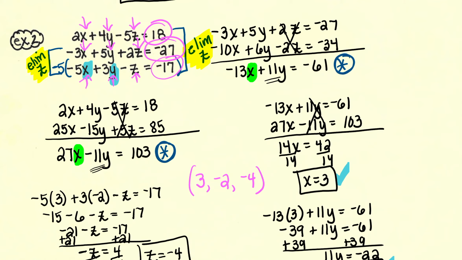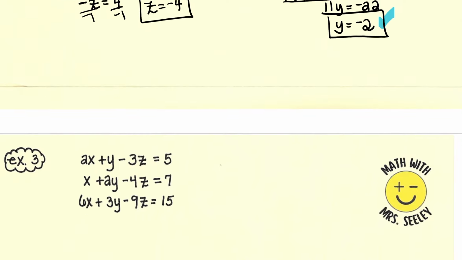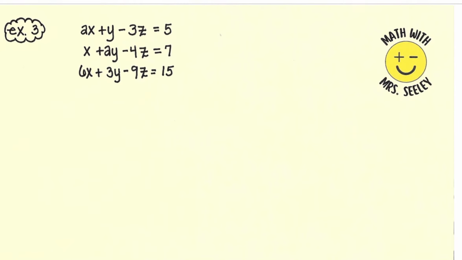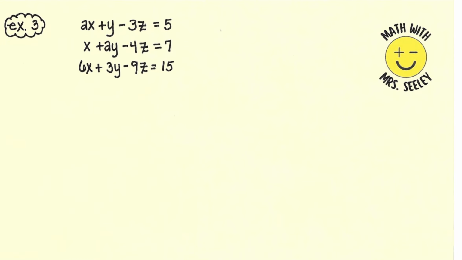Okay, let's take a look at example 3. On example 3, again, we must choose a variable to eliminate. Again, completely your choice. I think I'll choose the x's. So I'm going to take this top equation and eliminate x. If that's a positive 2, then I need to make that a negative 2. So I'm going to bring this top one over. 2x plus y minus 3z is equal to 5.